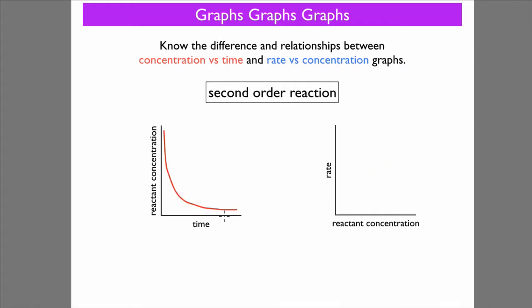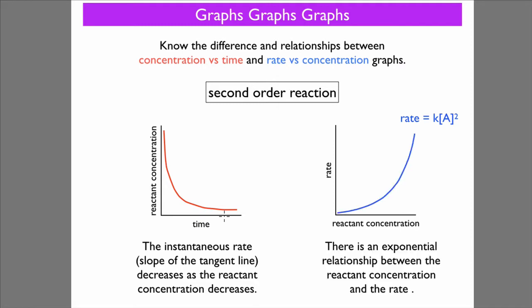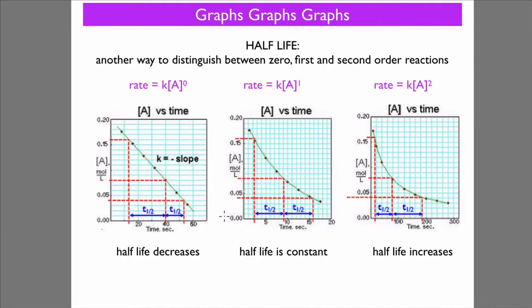Second order reactions: the instantaneous rate, the slope of the tangent line, decreases as the reactant concentration decreases. The concentration is squared, and there's a quadratic relationship between the reactant concentration and the rate.